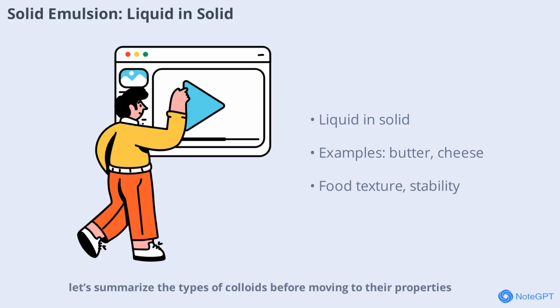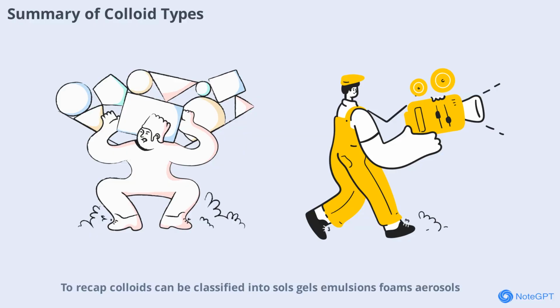Now, let's summarize the types of colloids before moving to their property. Recap: colloids can be classified into sols, gels, emulsions, foams, aerosols, solid sols, solid foams, and solid emulsions. Each type is defined by the physical state of its dispersed phase and dispersion medium. Recognizing these types helps us understand the diversity and importance of colloids in everyday life and industry. With this foundation, let's now explore the unique properties that set colloids apart from other mixtures.